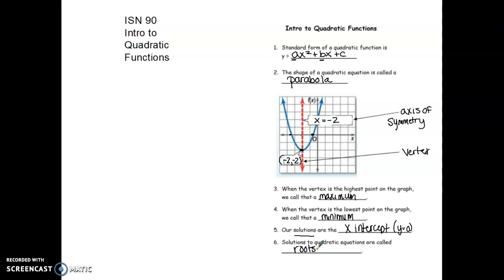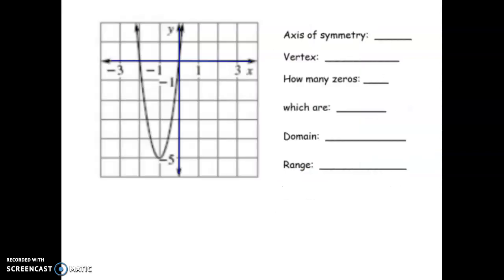So fill out your ISN, and then I want to look at a few parabolas or quadratic equations that you need to be able to recognize all this stuff. So pause while you fill in these notes. And then I'm going to look at some more problems.